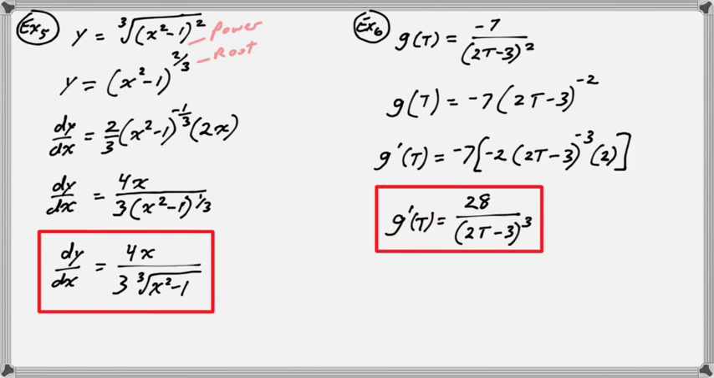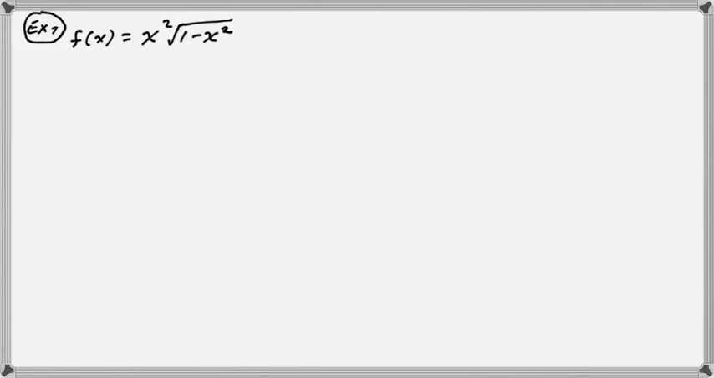Again, we won't take negative exponents as answers. For example 7 here, it's a product of two things, so I'm going to have to use the product rule. Before I do that, I might rewrite it just so I have them in terms of exponents. So this would be x squared times 1 minus x squared to the 1/2. Now it is a product, so I need the product rule to find the derivative f prime of x.